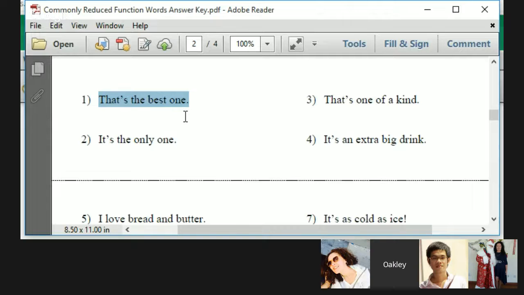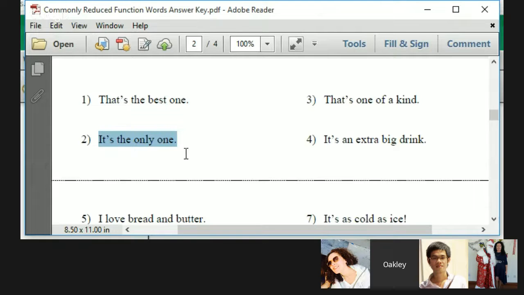That's the best one. Very good. The only real reduction here, well, there's the obvious contraction: that is becomes that's. The needs to be pronounced "the" to connect with the B. All right, that's the best one. Good job joining the words closely together as well.